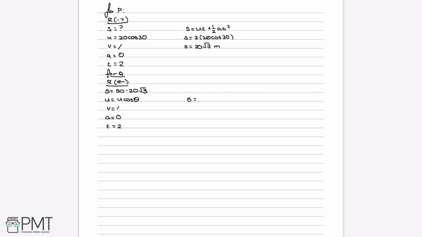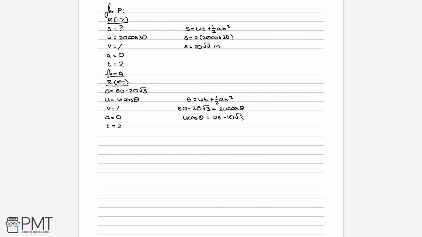And so it's the same equation as we've used for all the others, but now we substitute in s is equal to 50 take away 20 root 3, and this is equal to 2 times u cos theta, which we can write as 2u cos theta. And since a is 0, half at squared must also be 0 because we have something multiplied by 0. And therefore, if we divide this all by 2, so we can get u cos theta by itself, we have that u cos theta is equal to 25 minus 10 root 3.